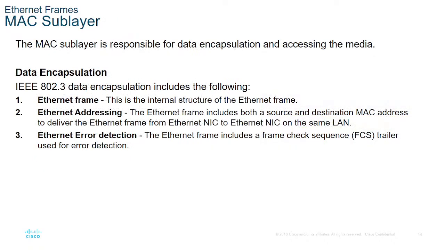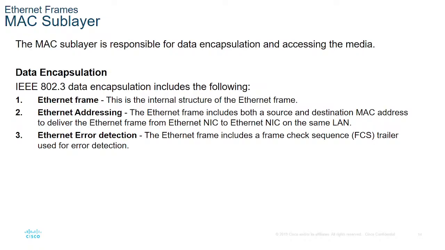So the media access control sublayer is responsible for what they call data encapsulation, as well as accessing the media. As I explained earlier, encapsulation is the process of packaging, which we saw in the animation. At every layer, data is encapsulated and becomes a different data type, becomes a packet, becomes a frame. So what is encapsulation involved with?